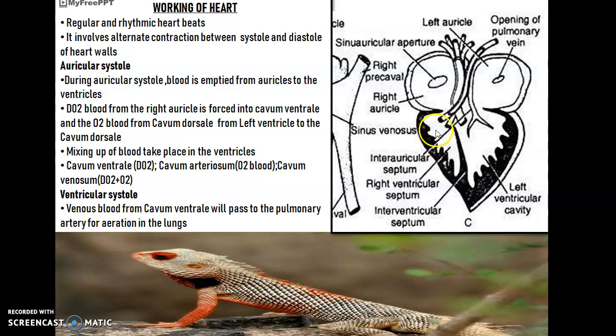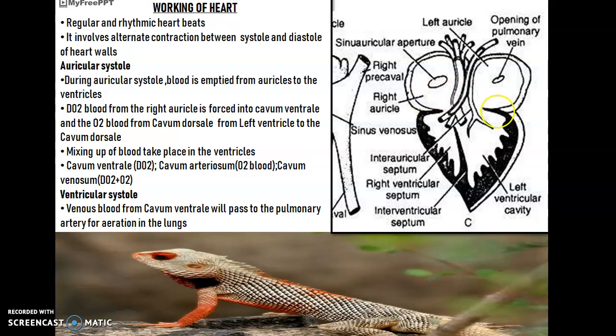Cavum ventrale, we know that it is one of the chambers of the ventricle. It will move into this cavum ventrale, and the oxygenated blood from the left auricle will move into the cavum dorsale. So what happens during auricular systole? The deoxygenated blood from the right part is moved into the cavum ventrale and the oxygenated blood from the left part moves into the cavum dorsale.